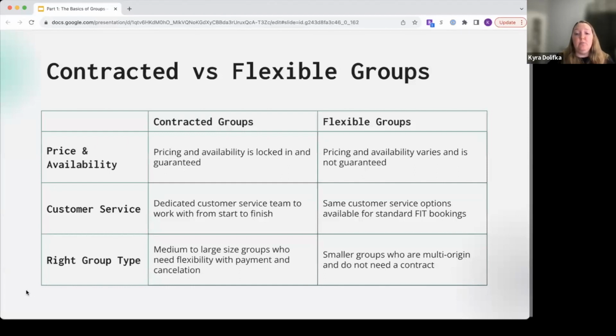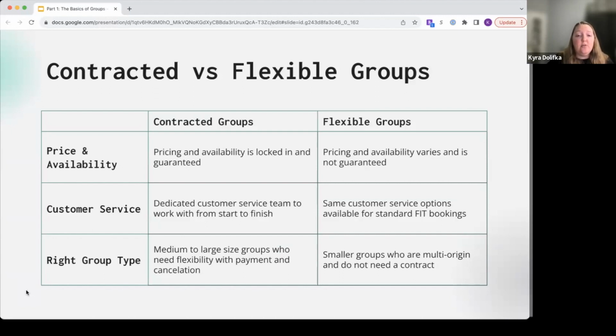Now, with a flexible group, you have the same customer service options that are available for your standard FIT individual bookings, okay? So the same customer service line you would call for that, you're going to call for your flexible groups as well. Now, what is the right group type for each type of group?